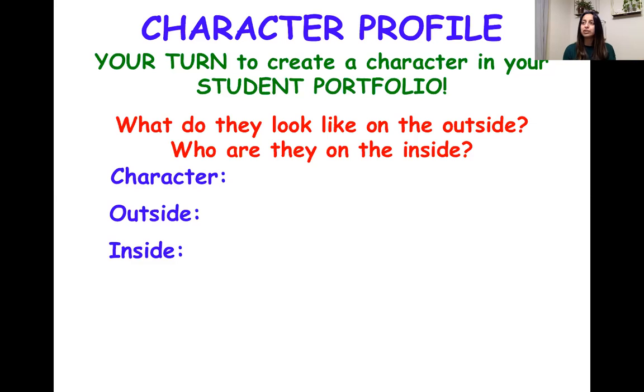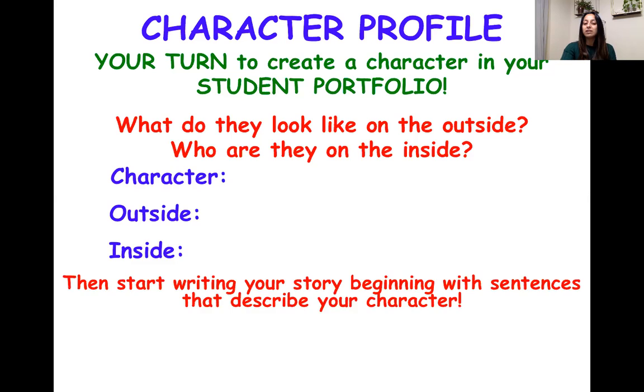Are they brave and adventurous? Are they lonely but funny? Are they shy and lonely? Are they mean and unfriendly? Who is your character? What do you want them to be like? And then when you figure all that out, it's time to start writing your story, beginning with sentences that describe your character. So you're going to start writing a story that tells me all about who your character is, okay?